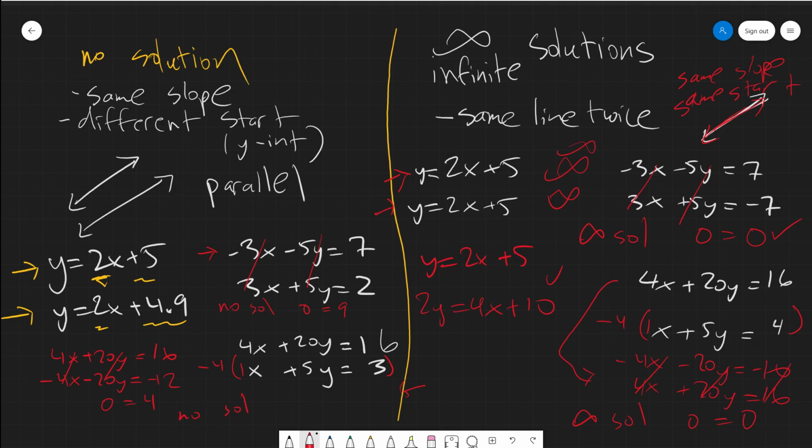So when you get an untrue statement, you get parallel lines. The slopes are the same, but they never touch. They'll never touch because they keep staying on that same line. No solution. And sometimes when it's numbers, it's hard to see that it's the same line or that they're parallel, so you've got to manipulate a little bit. Look for those true, not true statements.